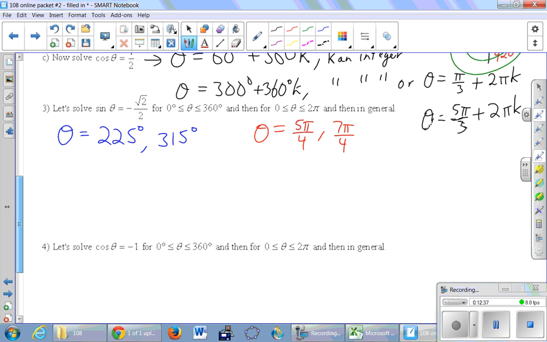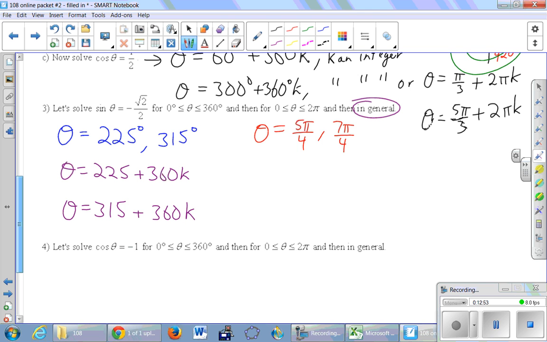So let's write this in yet another color. So in general, theta is 225, and you've got to write a separate equation. Theta is 315, and then we're just going to stick on the plus 360k. So again, 2 infinite families of solutions over here. Whether you're in degrees or radians doesn't matter. You've got to write these equations separately.